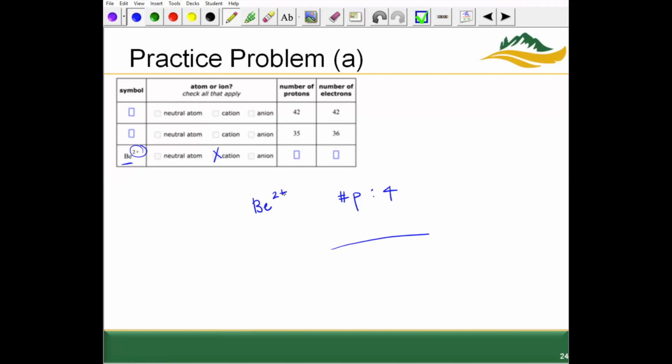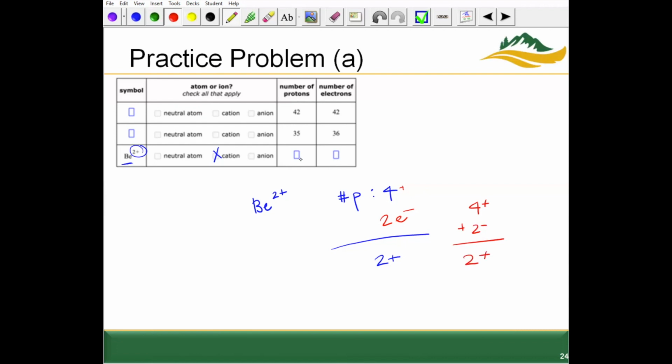If there's an overall net charge of 2+, then how many electrons does this cation have? So 4+ ends up at 2+. That means there's only 2 electrons present, 2 negatively charged electrons, right? Because then we'll have 4+ plus a -2, that's a net 2+.